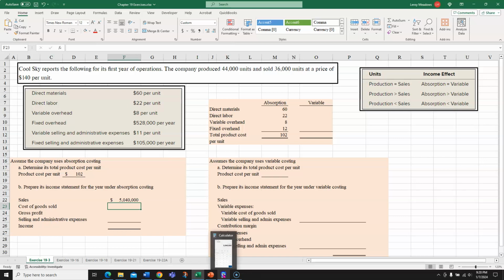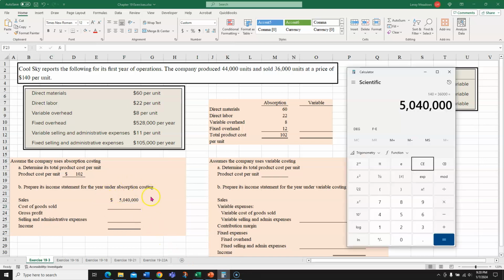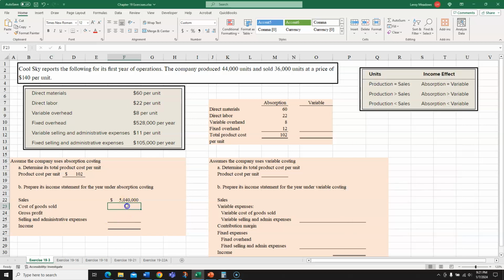Now I need to compute my cost of goods sold. And again, the cost of goods sold is going to be based on the number of units sold. So the product cost per unit is $102 times 36,000 units sold. And that's going to give me cost of goods sold of $3,672,000. And from there, we can compute our gross profit, which is our sales minus our cost of goods sold. And when I compute that out, I should get $1,368,000.